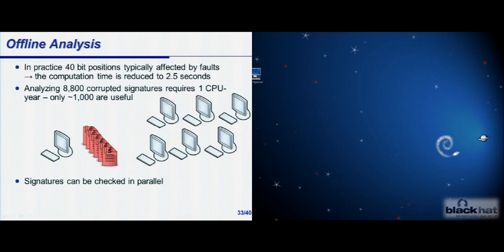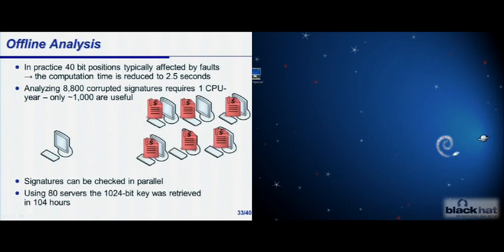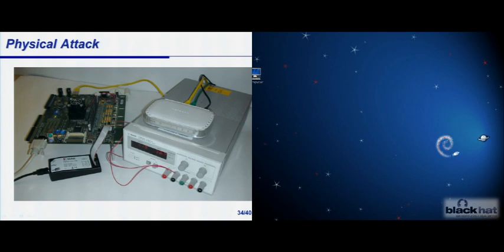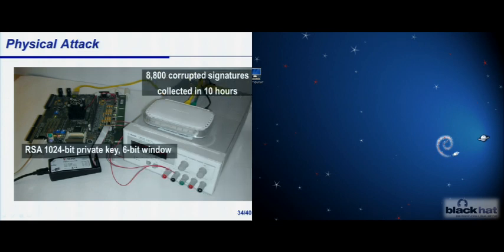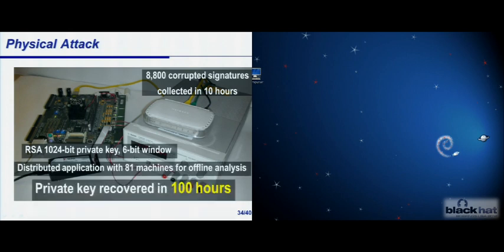What we did is we used 80 different machines, because this is an easily parallelizable project, right? You can say 100 messages per machine. Everybody tries the same window with all the possible combinations. The first one to find the good result sends it back. We move on to the next window. It took us 104 hours using 80 servers. So this is the final result of the physical attack we did. It was a 1024-bit private key using 6-bit window exponentiation. We sent messages and collected 8,800 signatures over 10 hours. And then we had to do the offline analysis that took about 100 hours.